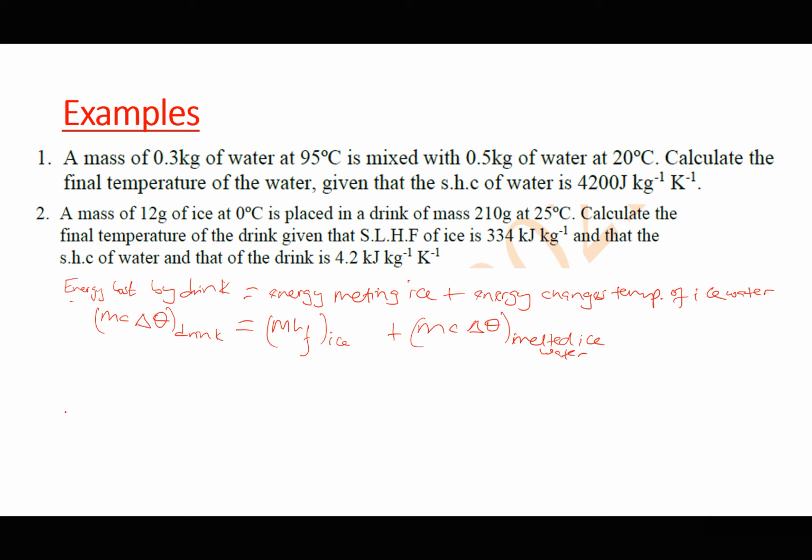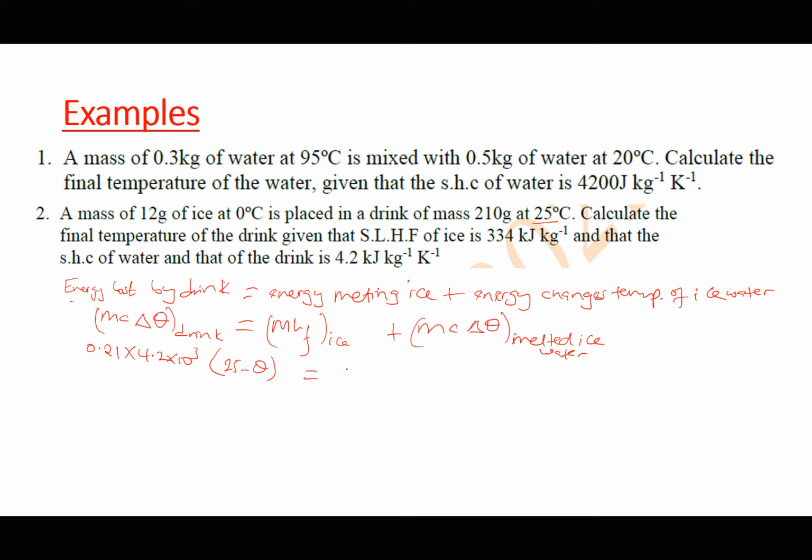The drink is 210 grams, so its mass is going to be 0.21. Specific capacity of the drink is 4.2. It is almost the same as water. Kilojoules, so that is times 10 power 3. Change in temperature, its temperature was 25, so it will fall to a final temperature which I'm calling theta. So this will be 25 minus theta.